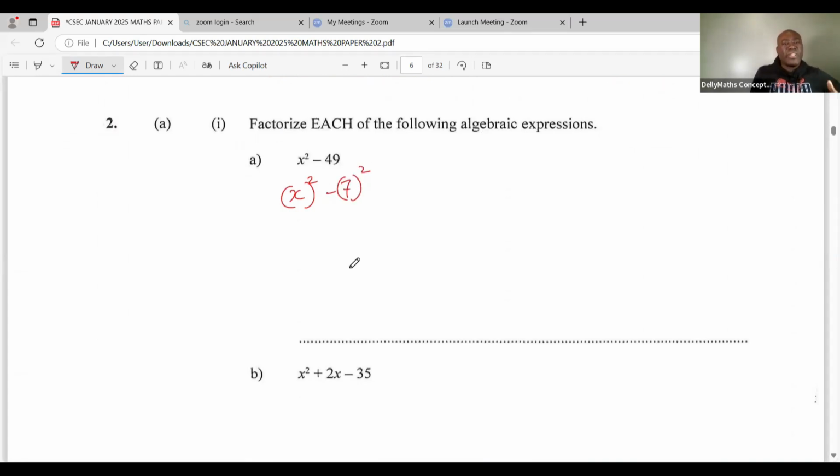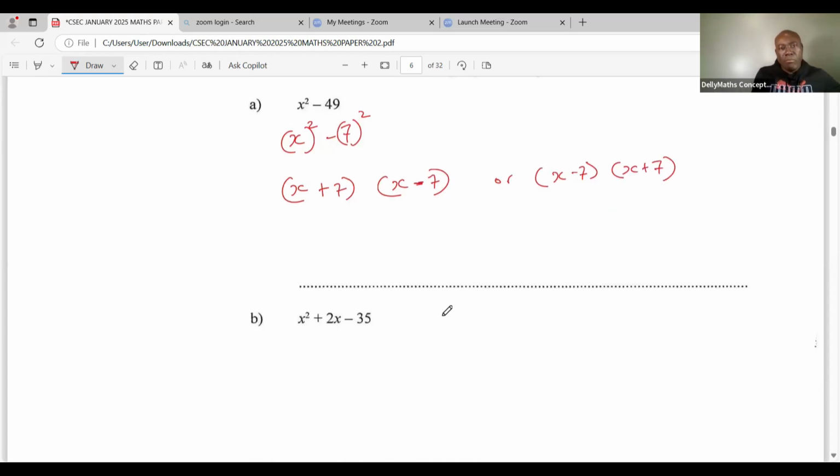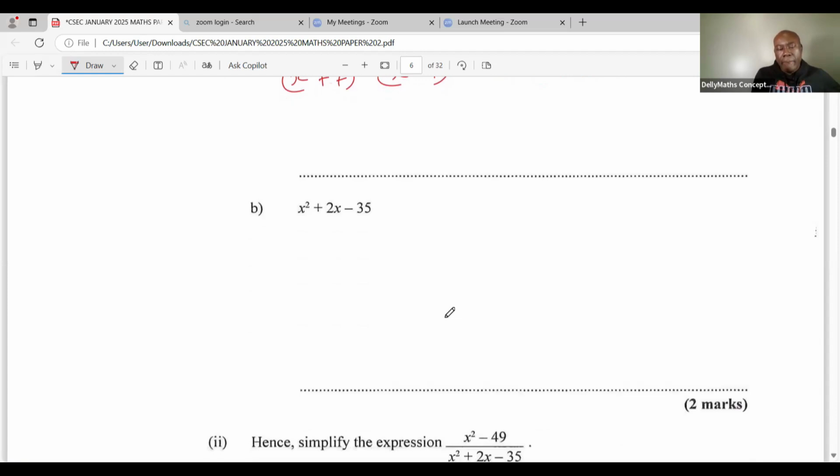And whenever we have the difference of two squares, basically we could open two parentheses, and we're going to put the square roots, which is x and 7. We're going to put a plus in one and a minus in the other. Or you could have put a minus first and a plus after. It doesn't matter. Whichever way you do it, you would have been good. So that's an easy one there.